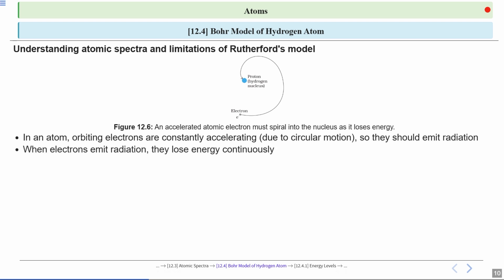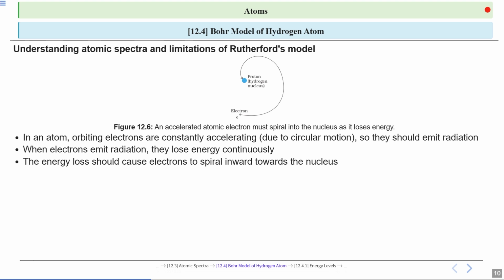Now as electrons emit radiation, they lose energy continuously. This means the electron's total energy keeps decreasing over time. This energy loss should make the electron spiral inward towards the nucleus. Imagine a satellite losing energy and gradually falling towards Earth. In the same way, the electron's orbit would shrink and it would get closer and closer to the nucleus as it keeps losing energy.